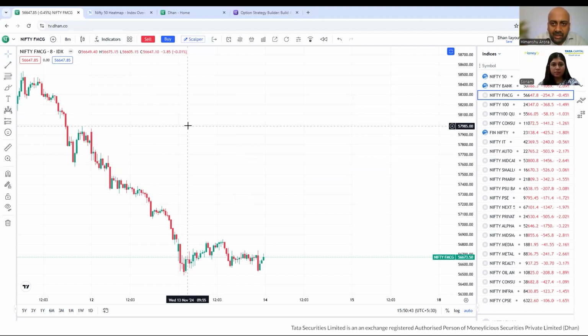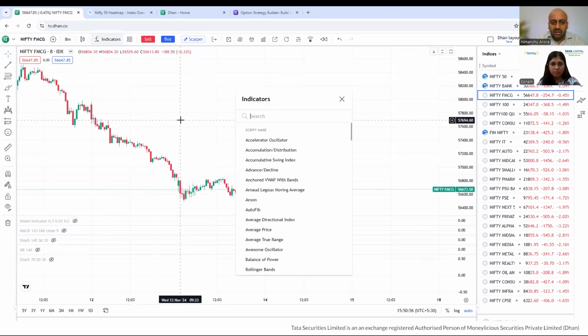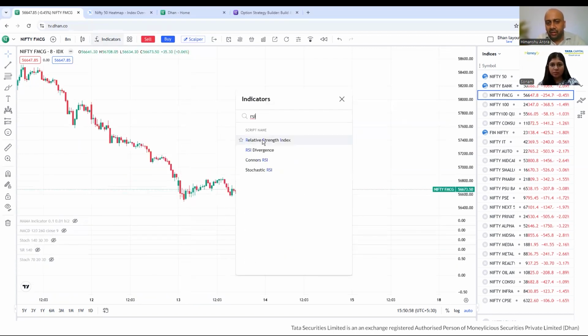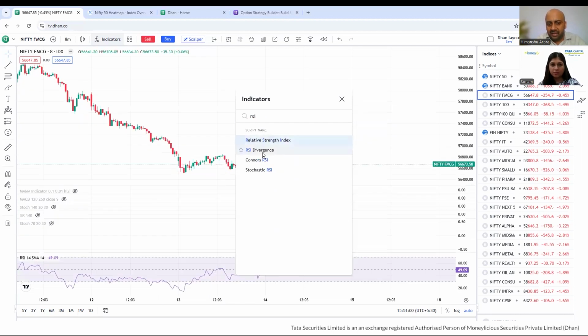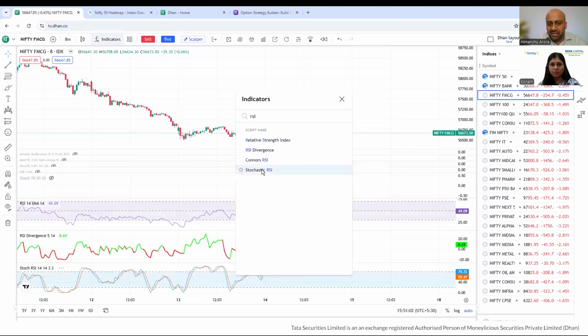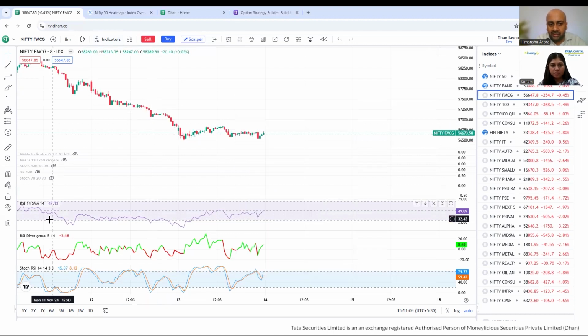You always have a limitation of the number of indicators that you can use, but at Dhan, you have unlimited indicators. And when I say unlimited, I mean it. There are unlimited indicators that you can apply here. For example, even after applying four indicators here, if I want to apply another indicator, for example, RSI, and then RSI divergence, and then stochastic RSI, you can have so many indicators together.